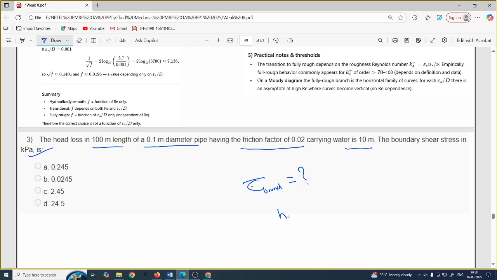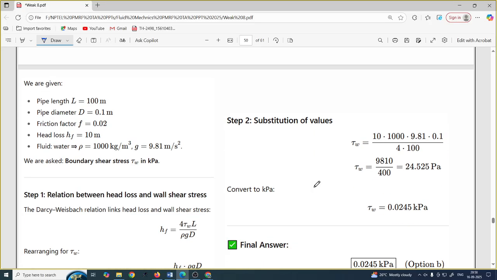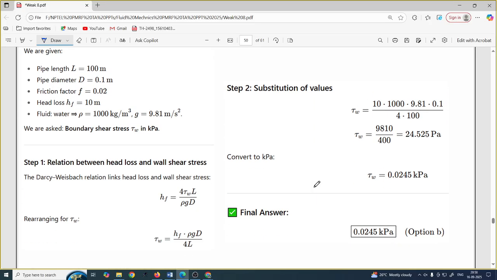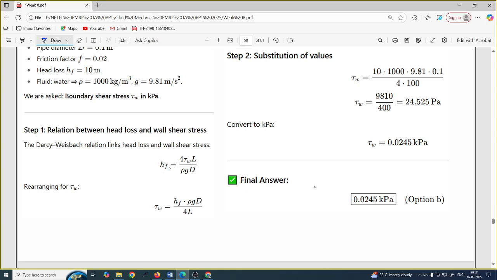The head loss is given as 10 meter, length of the pipe is given as 100 meter, diameter is given as 0.1 meter, friction factor is given as 0.02. So how will we calculate the boundary shear stress? Here the calculation is already given. You can calculate the boundary shear stress using this formula.